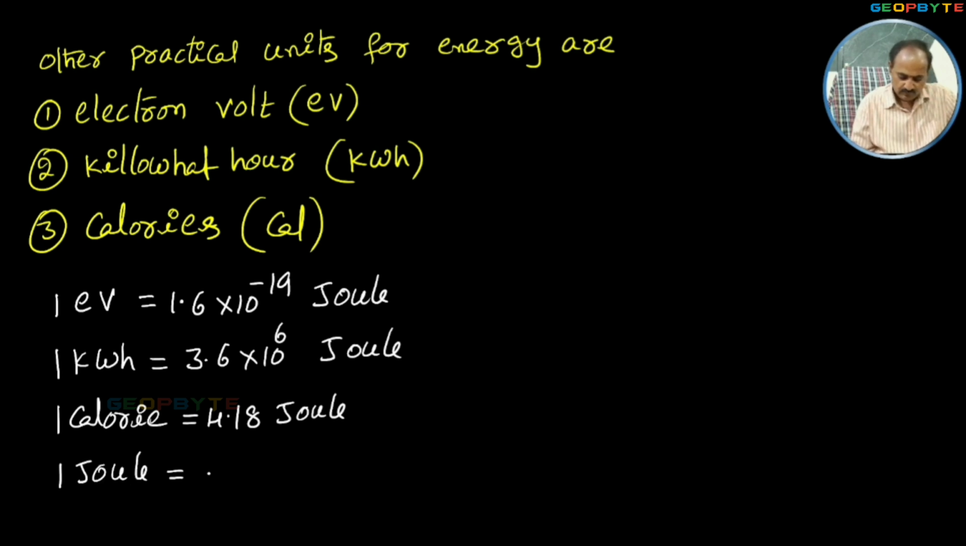Similarly, 1 joule is equal to 10 power 7 ergs. These are the different units, right? Try to remember them. Understood?